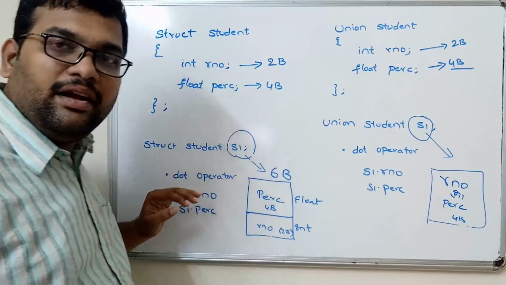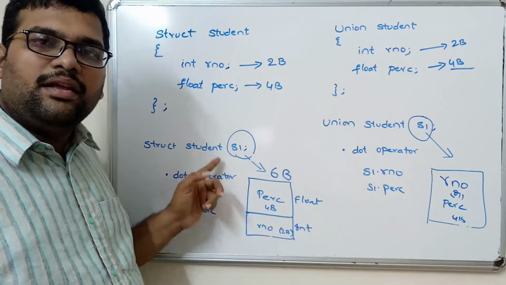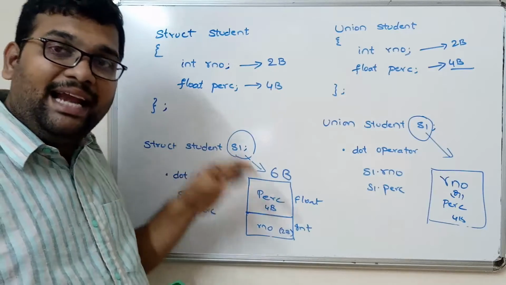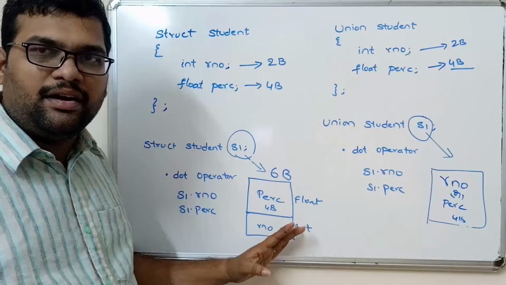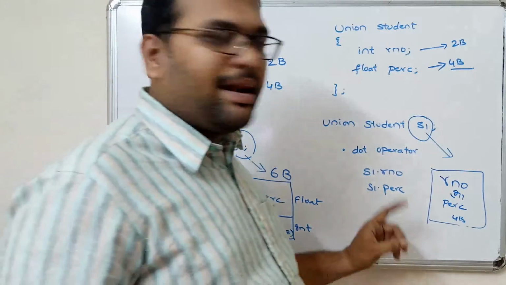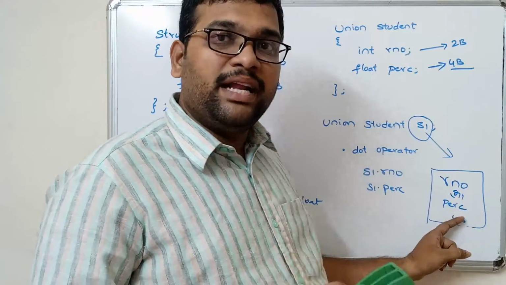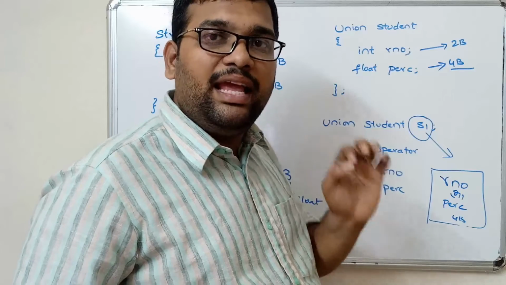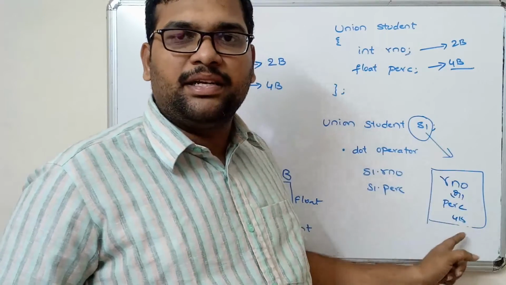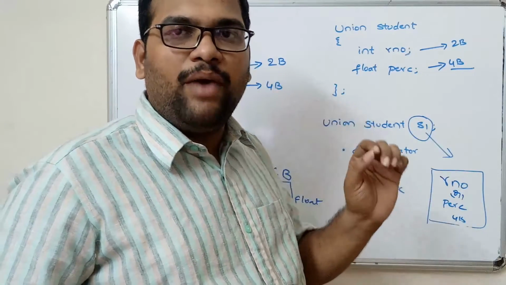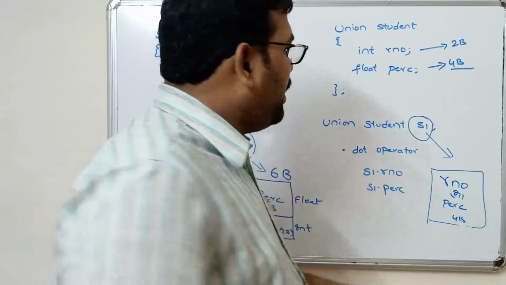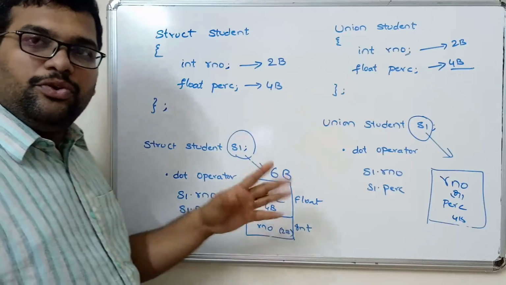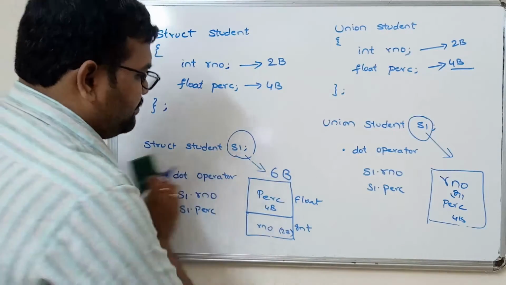So here at a time we can read the roll number and percentage and we can display the roll number and percentage on the screen. Here we can read roll number and percentage, but at a time we can print only either roll number or percentage. That means only one member value can be printed on the screen at a time, right? So let us write a program for the union so that you can clearly understand.